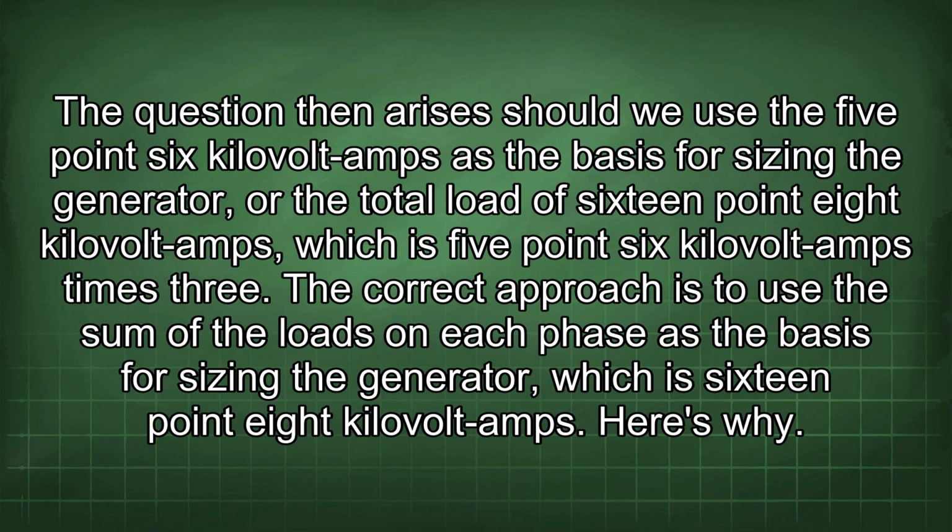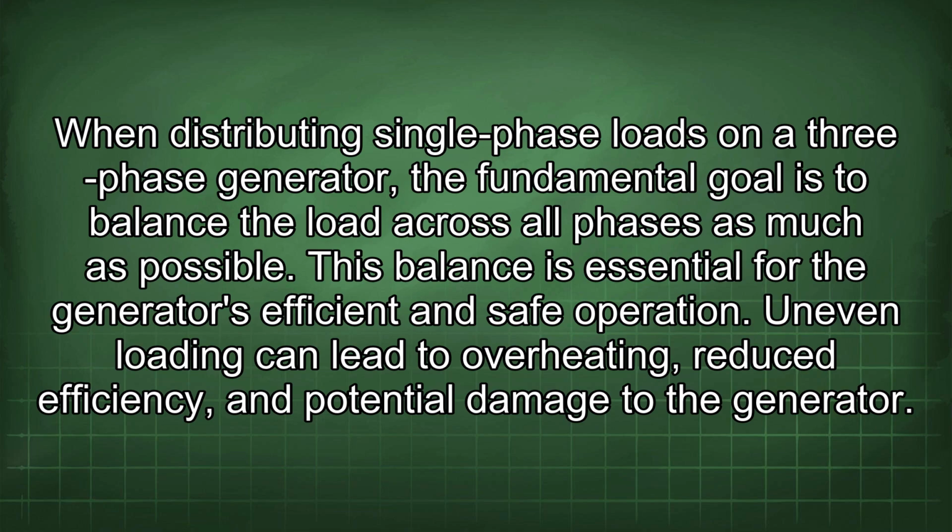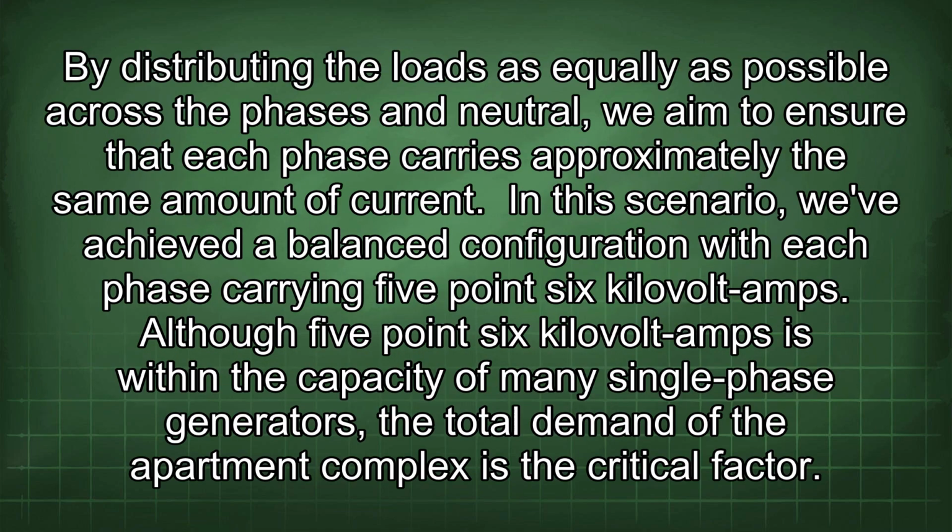Here's why. When distributing single-phase loads on a three-phase generator, the fundamental goal is to balance the load across all phases as much as possible. This balance is essential for the generator's efficient and safe operation. Uneven loading can lead to overheating, reduced efficiency, and potential damage to the generator. By distributing the loads as equally as possible across the phases and neutral, we aim to ensure that each phase carries approximately the same amount of current. In this scenario, we've achieved a balanced configuration with each phase carrying 5.6 kVA.